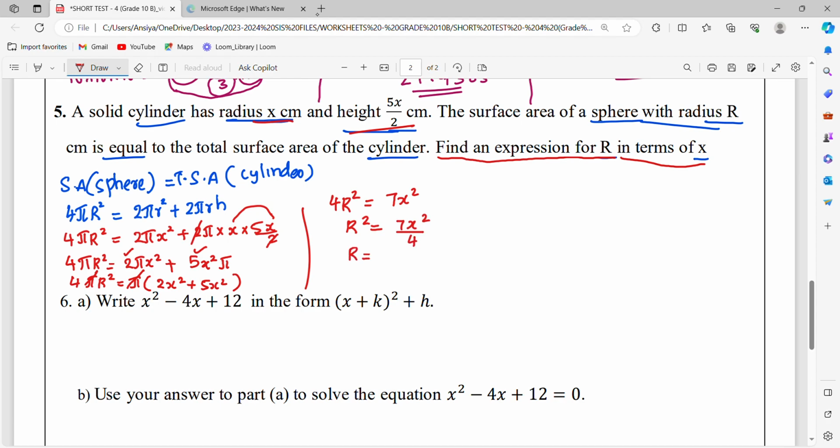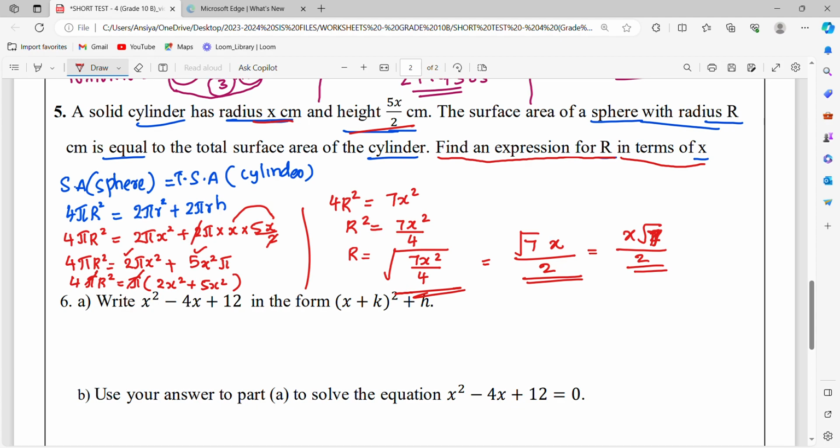So capital R is equal to square root of 7x square divided by 4. We can even simplify it. It will be root 7 because that is not having a square root, but x square root is only x, and a 4 square root is 2. You can write like this also, or x root 7 divided by 2. In any of these forms we can write the final answer.